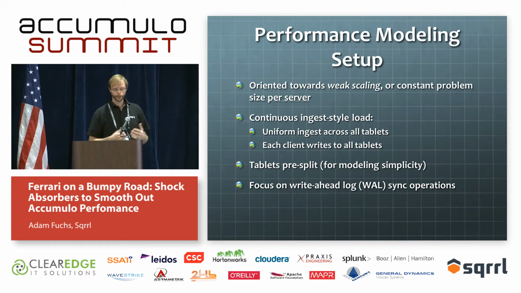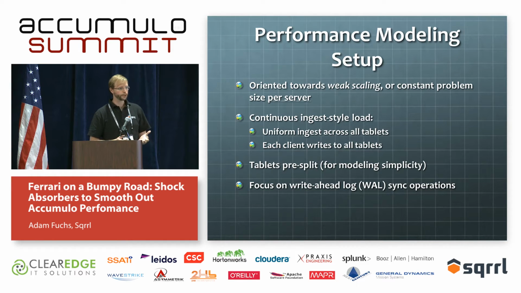From a general setup here, we're looking at a performance model that's oriented towards weak scaling. So I want to keep a constant problem size per server, meaning that if I have one server and it's doing X amount of work, I have two servers, they're doing 2X amount of work, 4 servers, 4X, and so on and so forth. Accumulo is designed at its core so that we can scale up horizontally like that. So with this performance model, we're going to look at some of the elements that make it challenging, and some of the bottlenecks that we're going to hit next as we continue to try to scale.